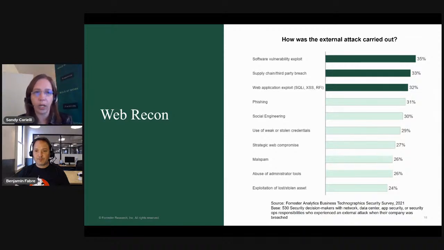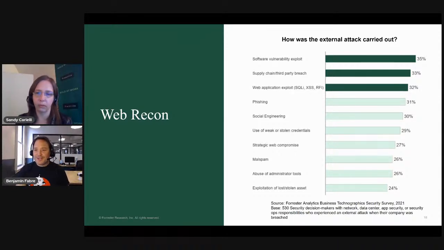What a web recon bot is going to do is really scan the site for any sort of known vulnerabilities, whether they are popular vulnerabilities in open source components or the like, take that information, and then use that to mount a more sophisticated attack later.